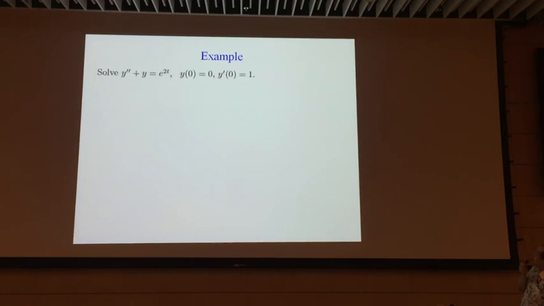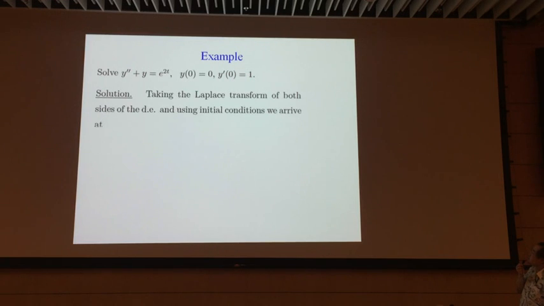All right, let's look at an example. Let's say y double prime plus y equals e to the 2t. Solve this differential equation with the initial conditions here. y is 0 at t equals 0 and y prime is 1 when t is 0.